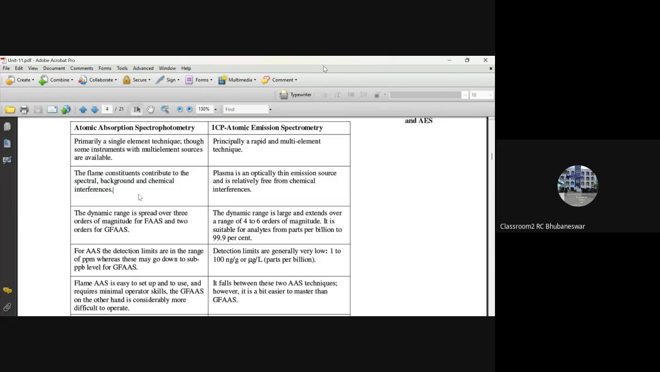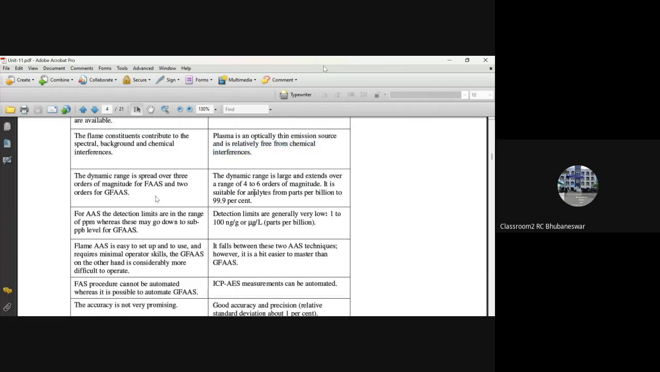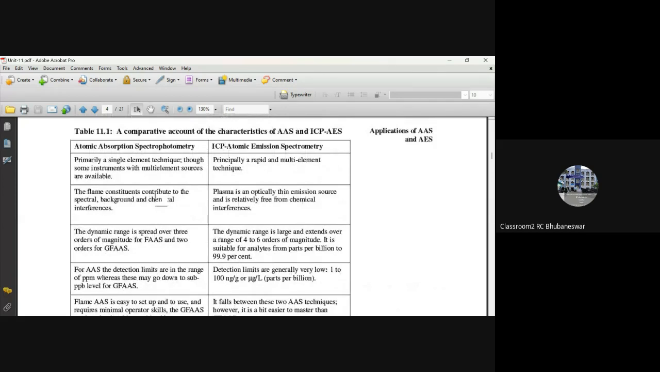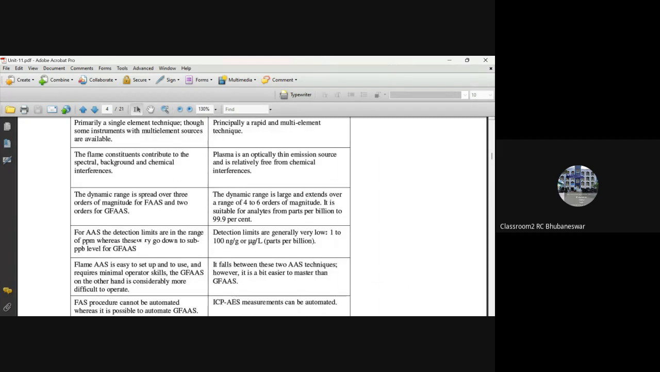However, for the ICP-AES, the plasma is an optically thin emission source and relatively free from chemical interferences. In the third point, so many points are there. You must remember all these things as far as your exam is concerned. What are the salient features of AAS? What are the salient features of ICP-AES? Then what is its comparison? Even if you remember this comparison table, it will be easy for you to remember the salient features. You can write these things in the salient features also, because eventually it is coming like this.